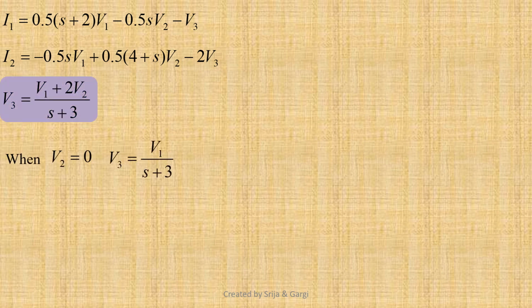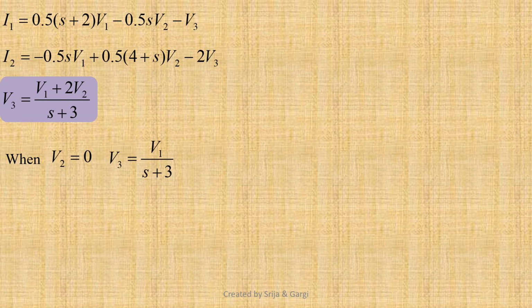So now we have three equations. I1 equals to 0.5 times (S plus 2) V1 minus 0.5 S V2 minus V3. I2 equals to minus 0.5 S V1 plus 0.5 into (4 plus S) V2 minus 2 V3. And the third equation is V3 equals to (V1 plus 2V2) divided by (S plus 3). When we short circuit the output port, that is V2 equals to 0, the third equation gives us V3 equals to V1 divided by (S plus 3).